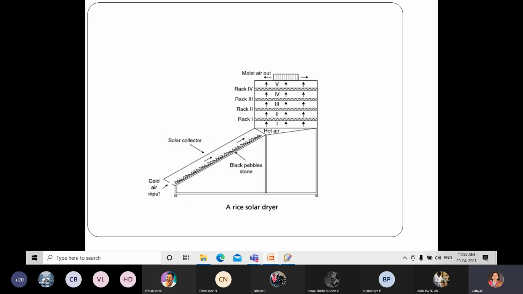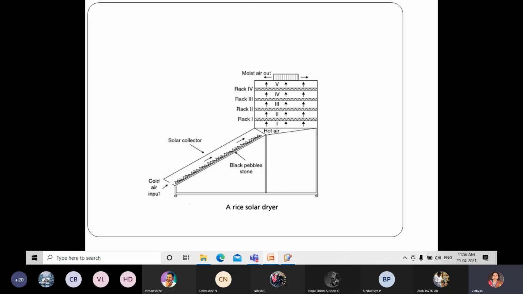This is a rice solar dryer. In this, the air flow is similar. You can observe the cold air input in the diagram. Cold air is passed into the solar collector, with sun radiation and normal air. The cold air is converted to hot air, which will be circulated to the drying chamber.